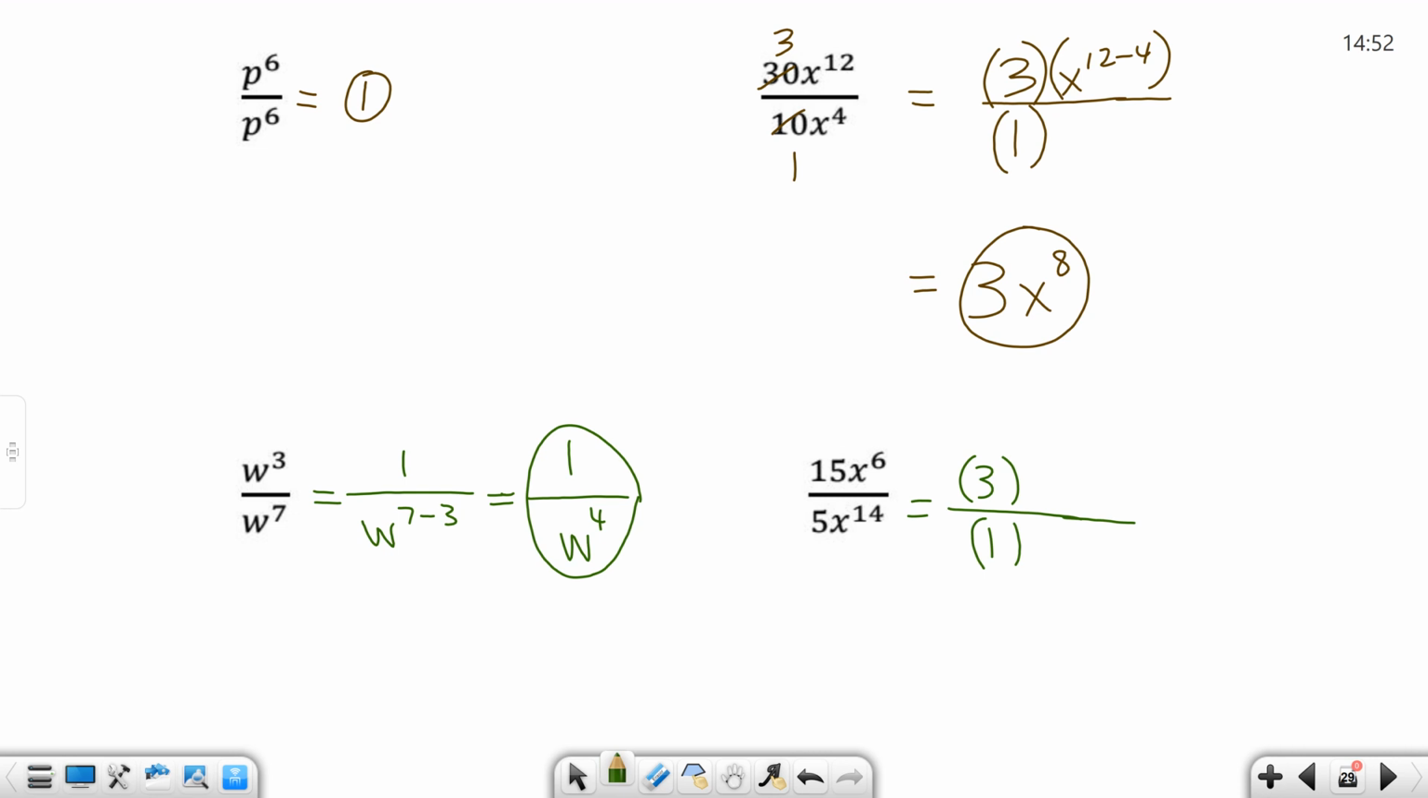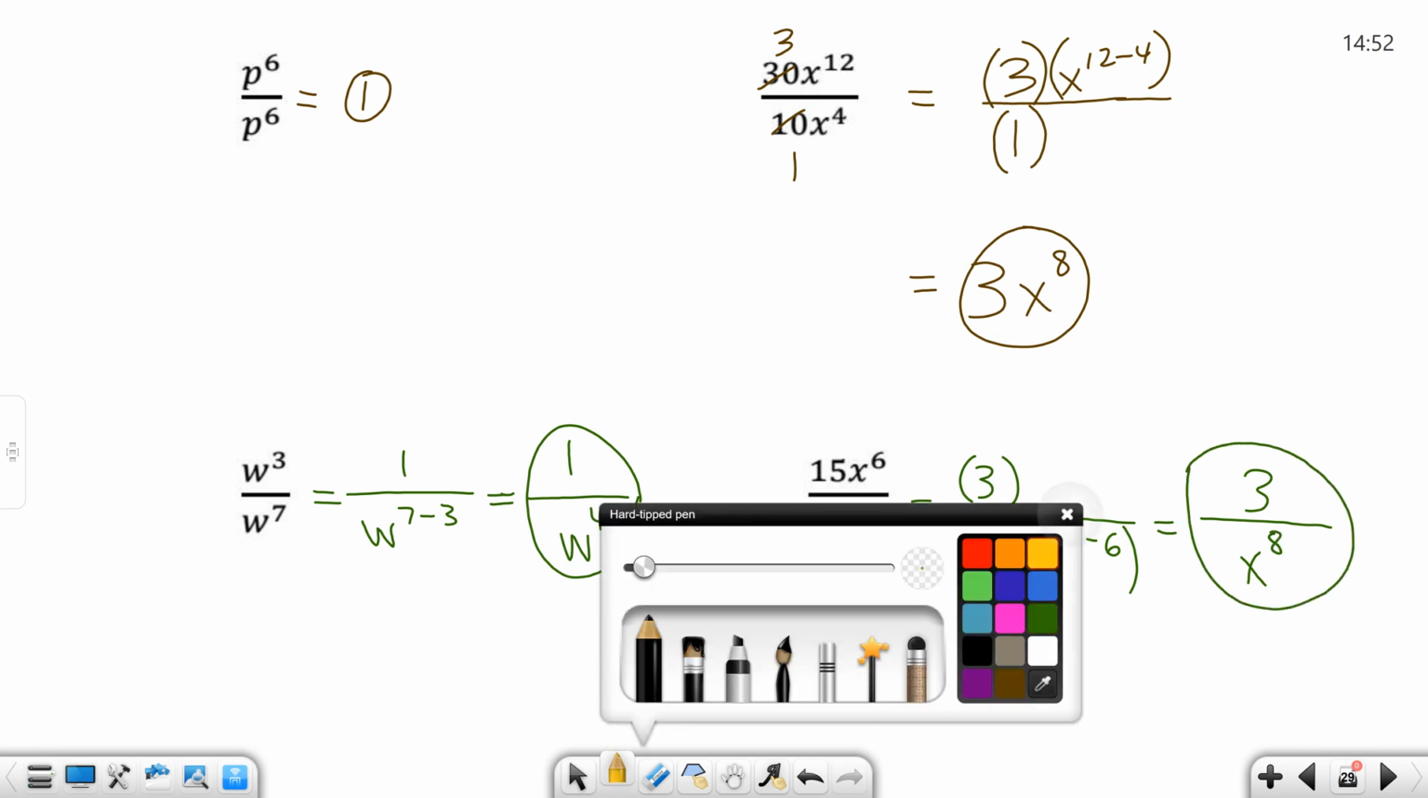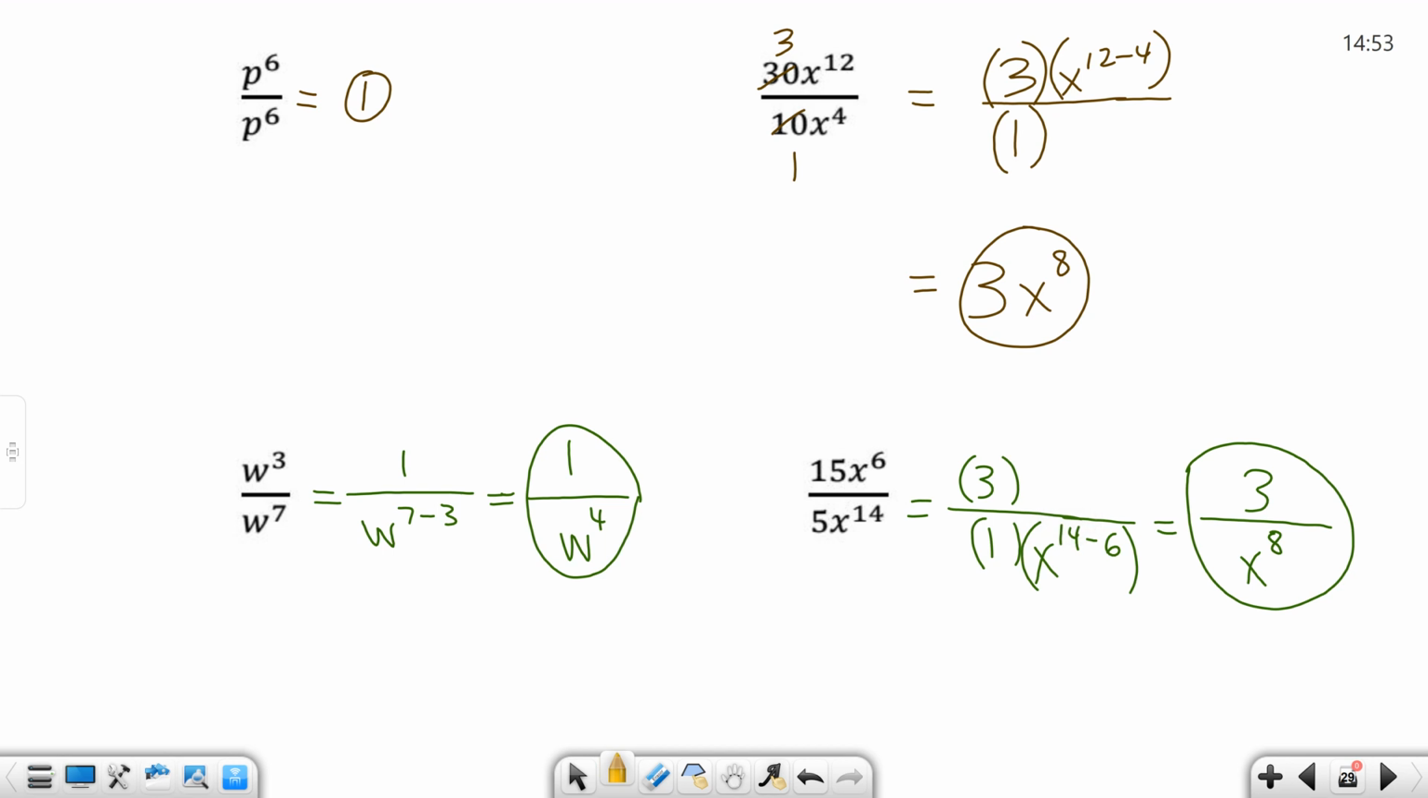Now, x's. X to the 6th over x to the 14th. Where are there more x's? In the bottom, the denominator down here. So that means the x's are going to be left over down here, and it's going to be what? 14 minus 6. And put it in parentheses there. Okay? So that's going to then give me 3 in the numerator up top, and then 1 times x to a power. I don't need the 1. It's just x to the what? X to the 8th. So 3 over x to the 8th power there. So the other one was 3x to the 8th. This is 3 over x to the 8th.